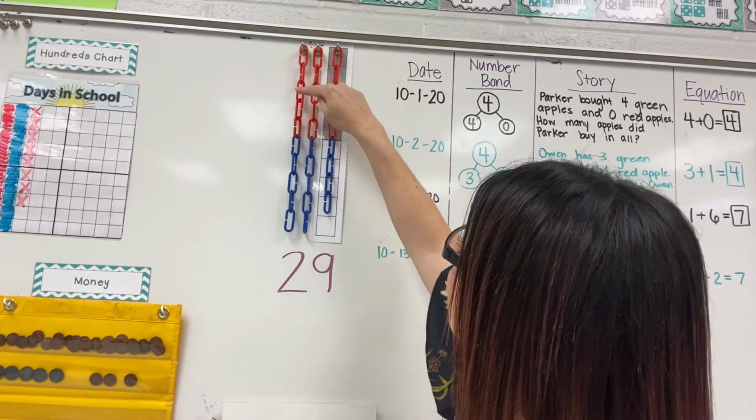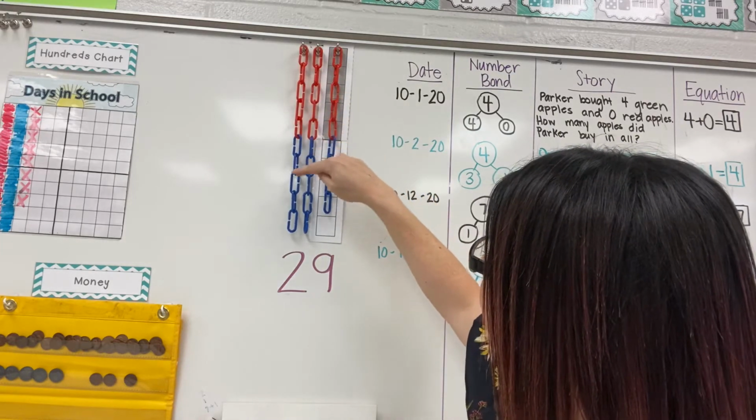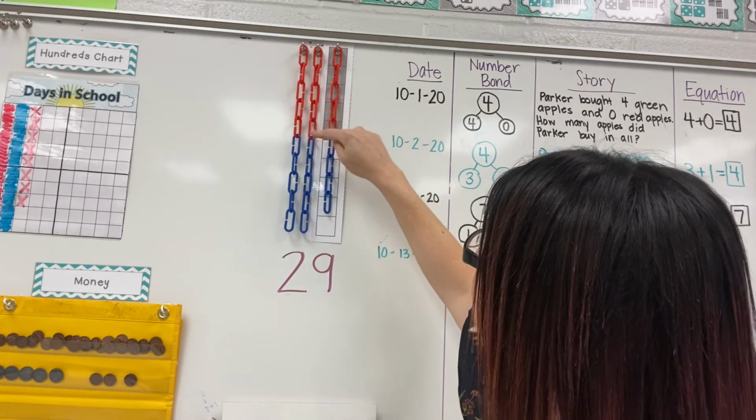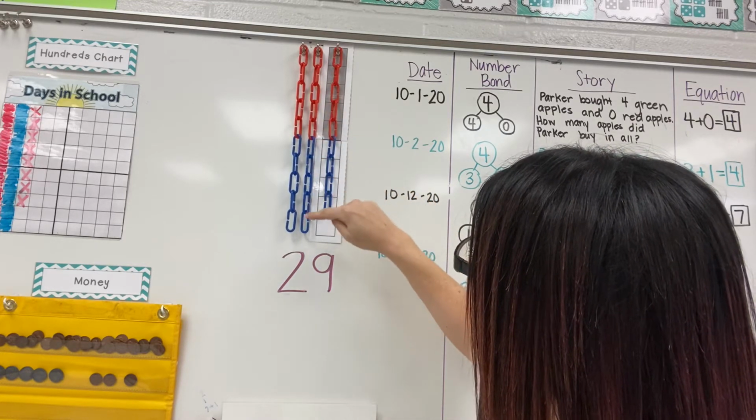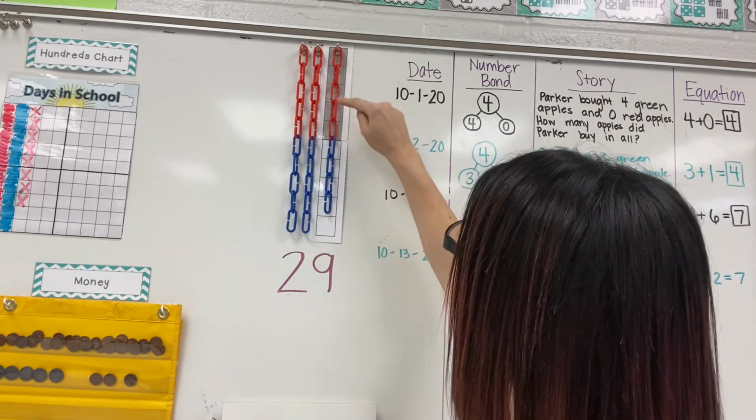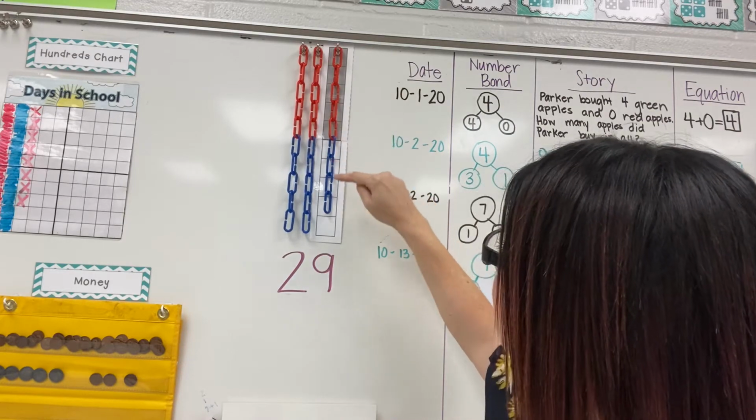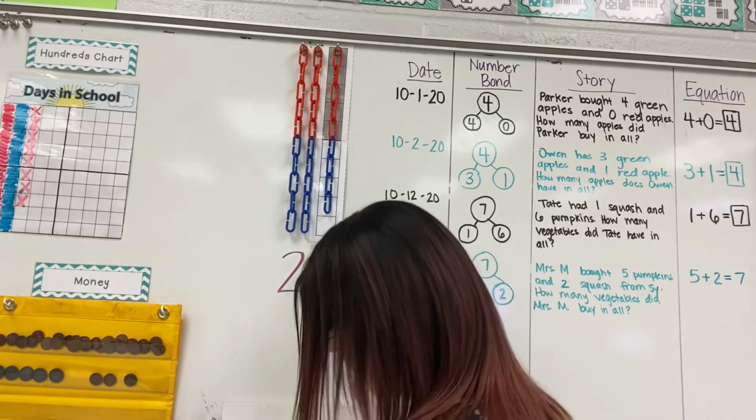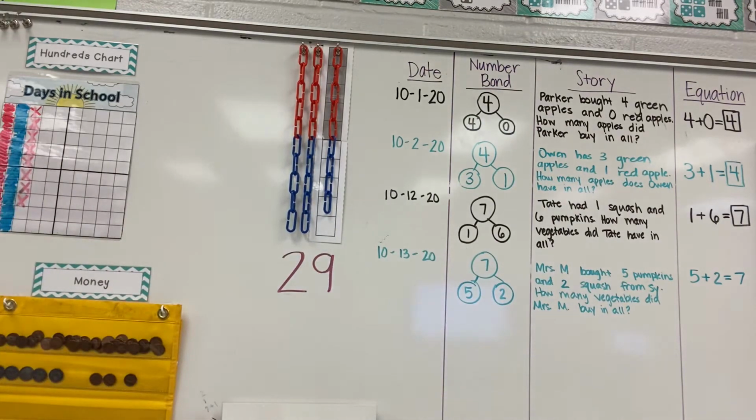1, 2, 3, 4, 5, 6, 7, 8, 9, 10, 11, 12, 13, 14, 15, 16, 17, 18, 19, 20, 21, 22, 23, 24, 25, 26, 27, 28, 29. Ta-da! All right, now we have not been adding to our number line every day.